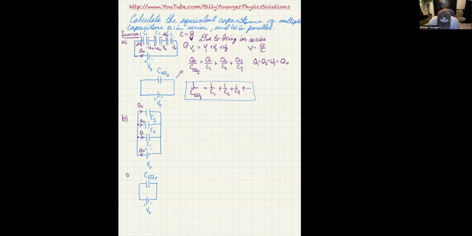Now, what you can see is obviously I'm going to get a positive charge on the left-hand side of each of the capacitors like this. That's going to compel a negative charge to build on the right-hand side like that. And then that's going to compel the same charge Q0 to come back to the battery as a closed circuit, as we expect.